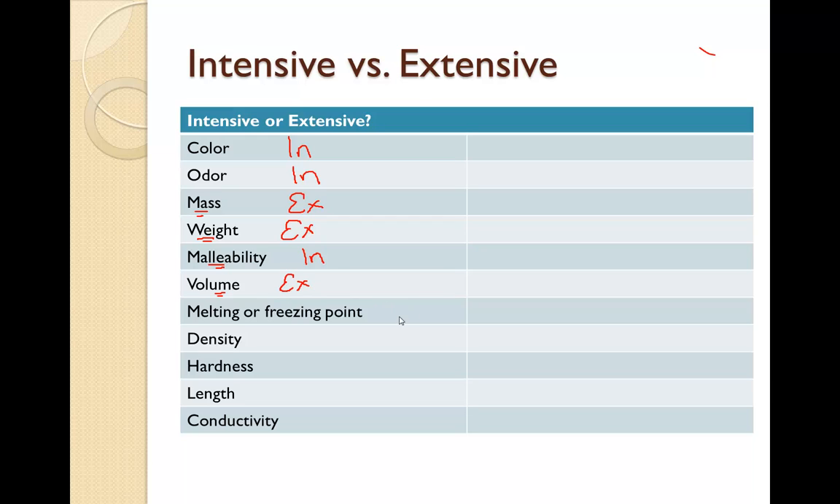Melting and freezing points, it doesn't matter how much you have, the melting points will still be the same. Density, once again, it doesn't matter how much you have. If you have a few grams of a piece of wood or an entire log, it's still going to have the same density. Hardness, once again, it doesn't matter how much you have. Length, it does matter, so it's going to be extensive. And finally, conductivity, it doesn't matter how much you have, so it's going to be intensive.